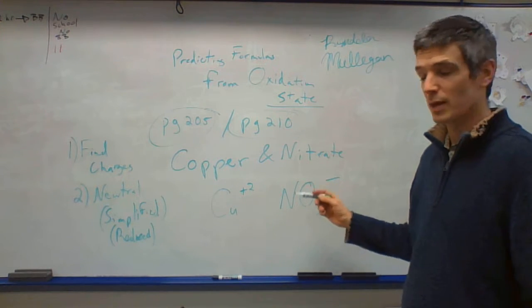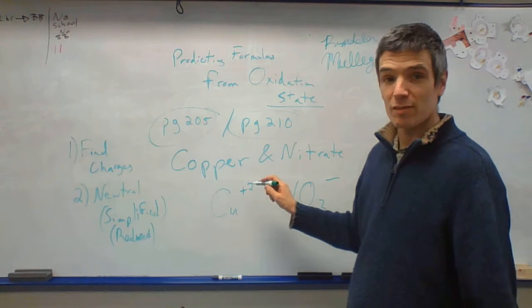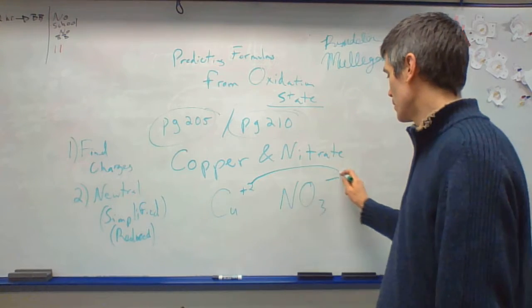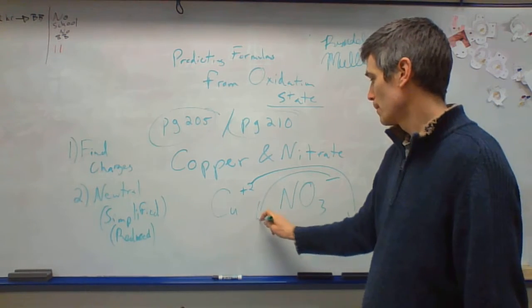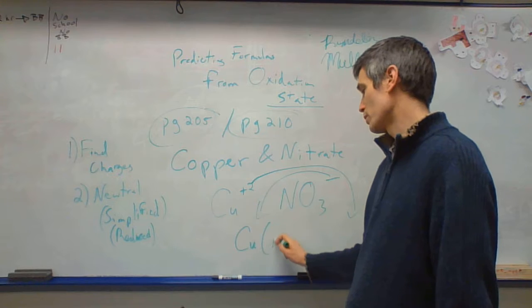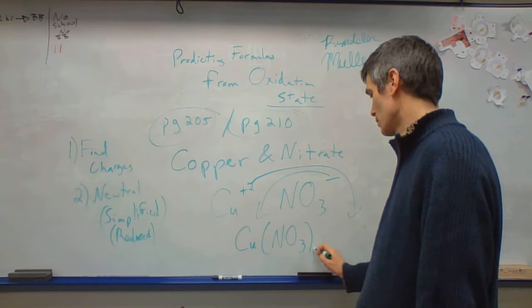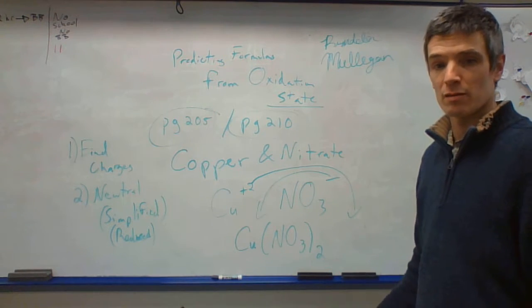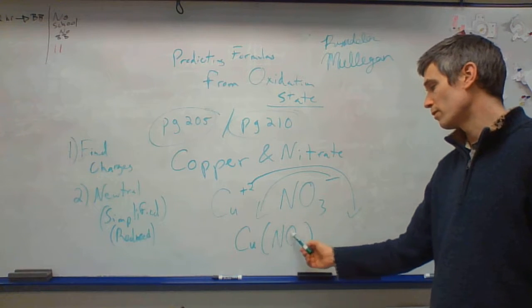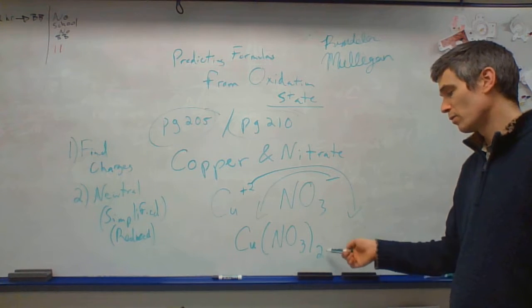The next thing is to make it neutral. Easiest thing is to just swap the charges to make the subscripts. Like that. So my formula would be Cu(NO3)2.